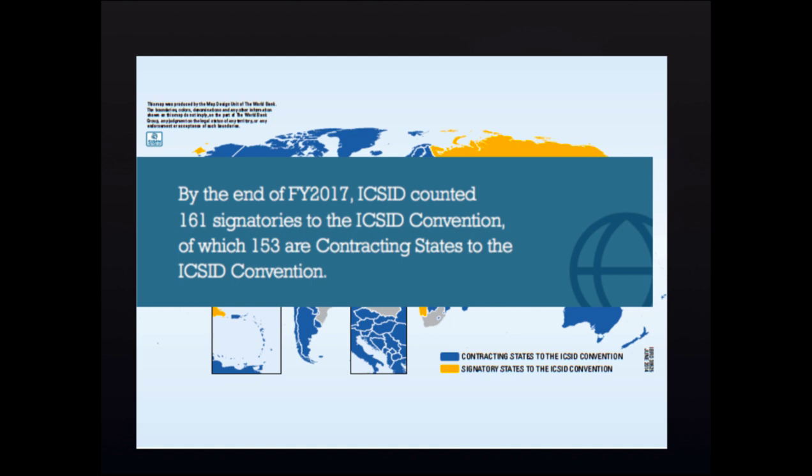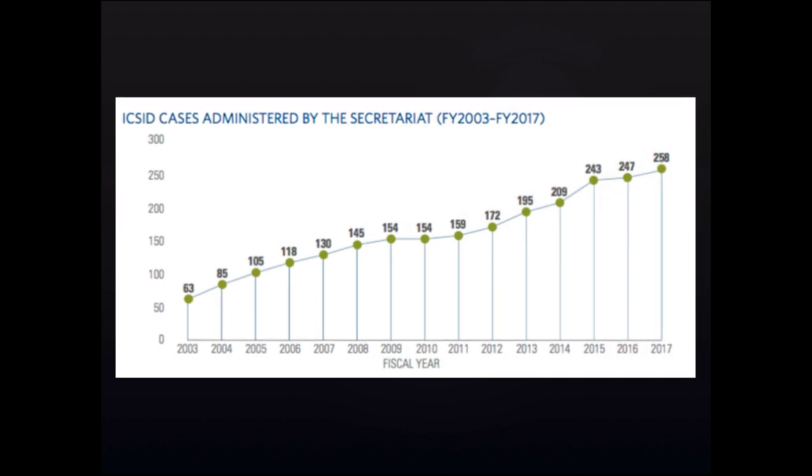How many cases has ICSID administered? Well, as you can see, it keeps growing. Up to 2017, there were 258 cases administered. Not all of them ended up with an award; many of them ended up settled, and some of them are still pending.